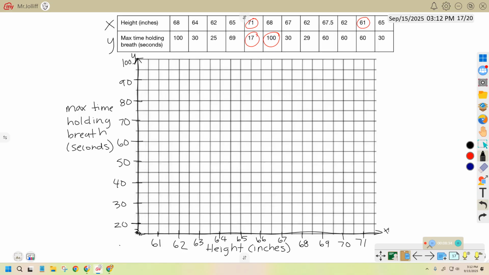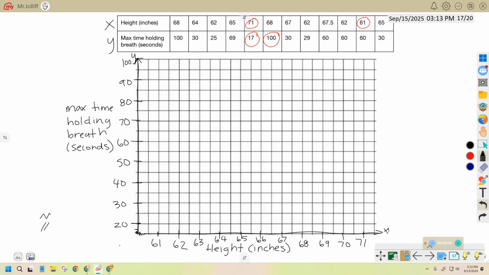Your book is going to do something slightly different. Instead of doing this squiggle, your book is going to use 2 hash marks to show that compression or that gap in the axes. Either of those is appropriate. If you forget either of them, I'm not going to dock you. It's fine. As long as you label your axes appropriately, we'll be able to figure out what you meant.